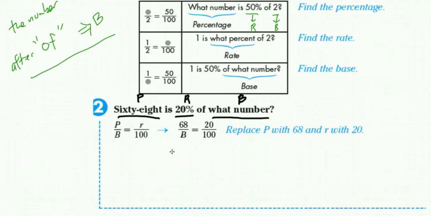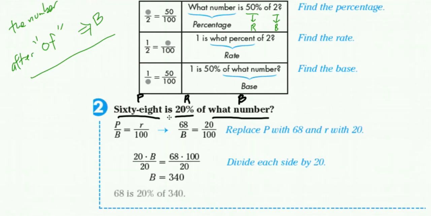Okay, using cross products, we end up with 68 times 100 equals 20B, and we want to solve for B by dividing both sides by 20, and you end up with 340. So the base is 340. So to rephrase this particular question, 68 is 20% of 340. Okay?